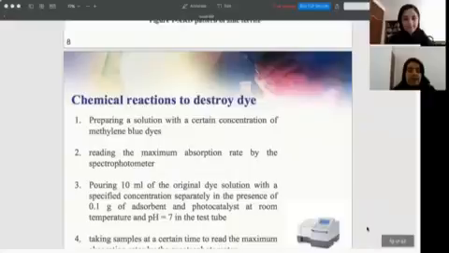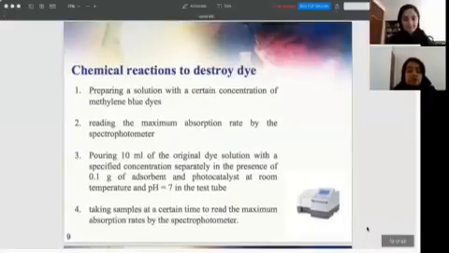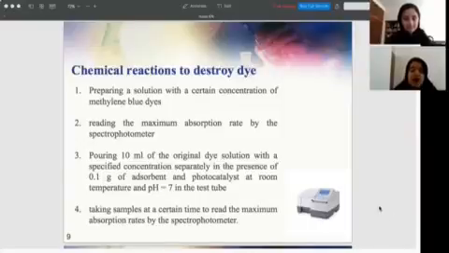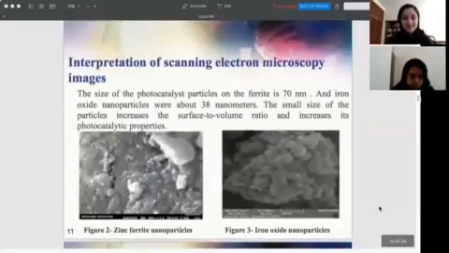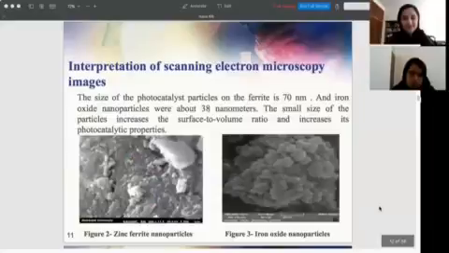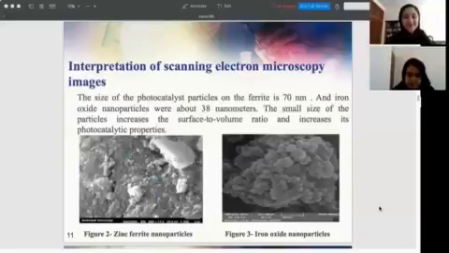So for having a control sample, after making the methylene blue solutions, the maximum absorption rates were read by a spectrometer. Then we had our synthesized particles put into the solution environments, and after 24 hours, the highest absorption rates were again investigated. As I said before, SEM is used to measure the size of synthesized particles. The image displayed that the size of zinc ferrite nanoparticles were about 17 nanometers, and the size of ionized nanoparticles were 38 nanometers. Because of the small size of particles, the surface to volume ratio was increased.